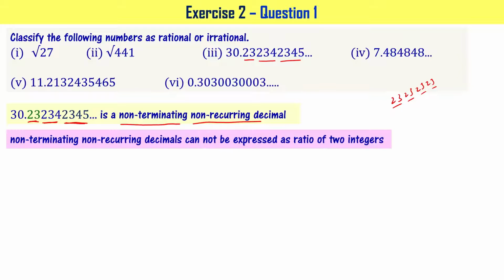We know that non-terminating and non-recurring decimals cannot be expressed as a ratio of two integers. If you can express it that way, then you can say that it is a rational number. Since it cannot be expressed as a ratio of two integers, it cannot be said to be a rational number, right? It means 0.23, 234, 2345, and so on is an irrational number. Got it? Now let's go to the fourth problem.